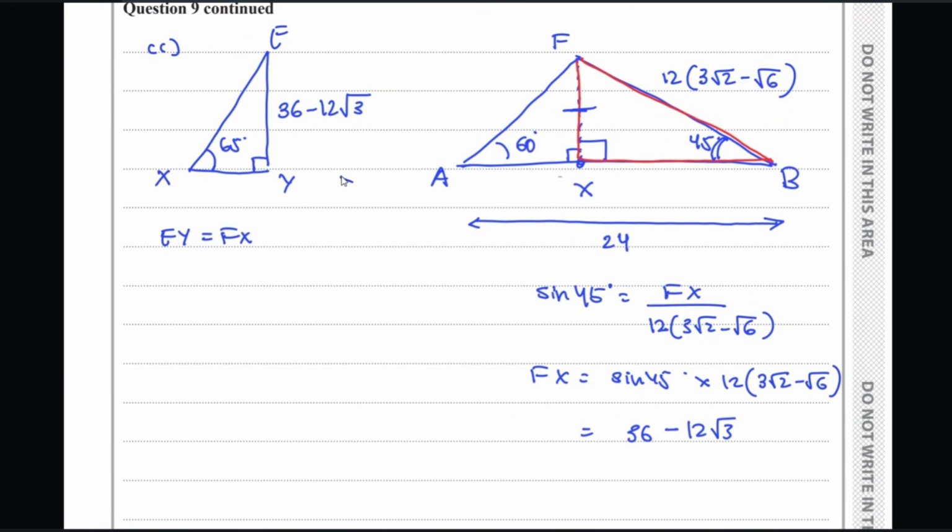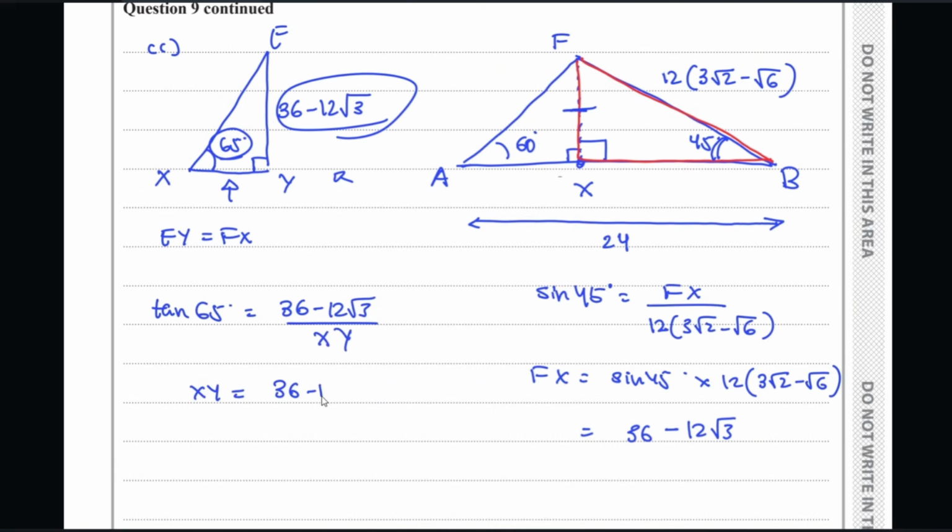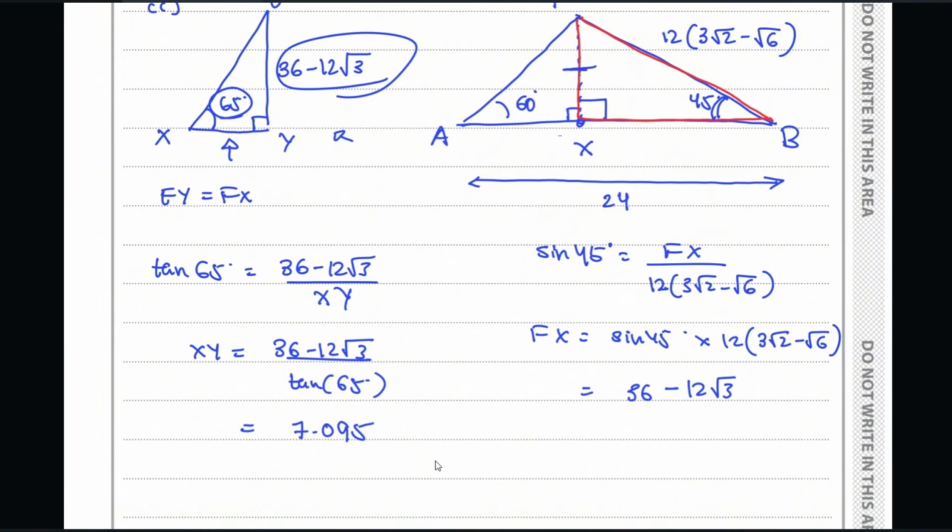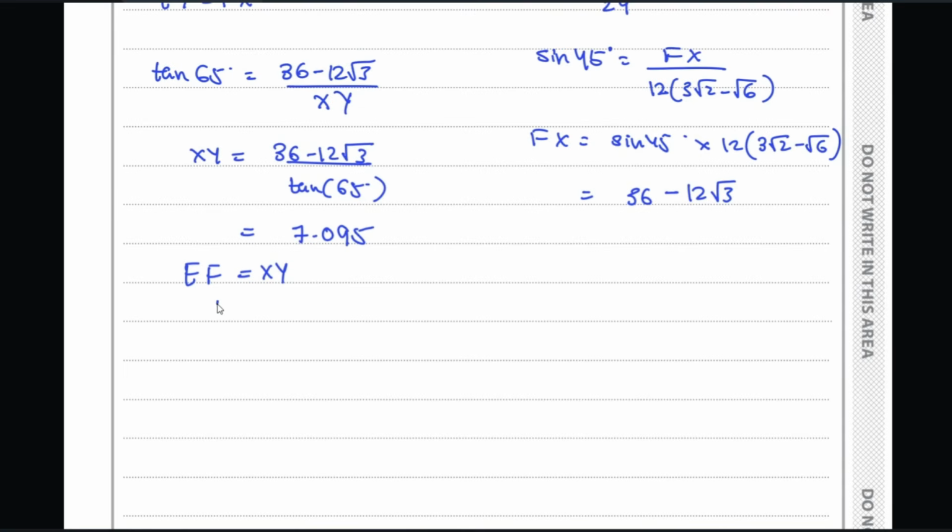From using this triangle, for angle 65 degrees, we know the opposite side. We want to find the adjacent side XY, so we'll have to use tan. So tan 65 degrees is equal to the opposite side, 36 minus 12 root 3, divided by the adjacent side XY. So XY is equal to (36 minus 12 root 3) over tan 65 degrees. Solving this to three significant figures at least, 7.095. That is XY, but since EF is equal to XY, EF is equal to 7.095.